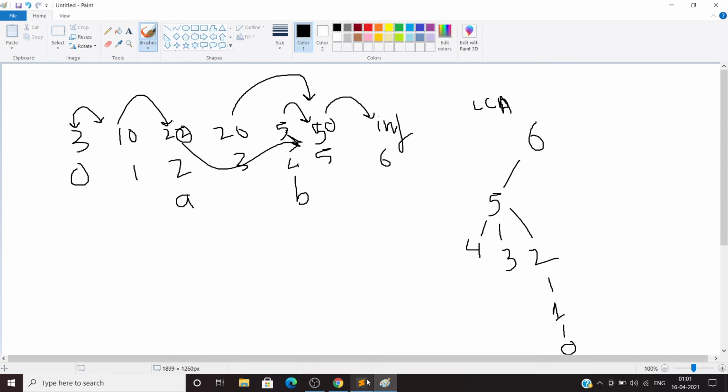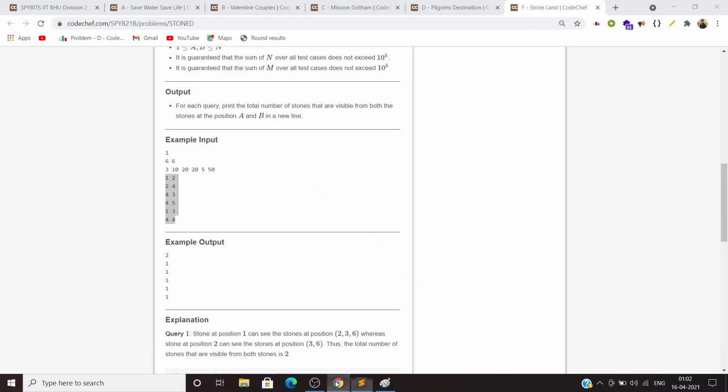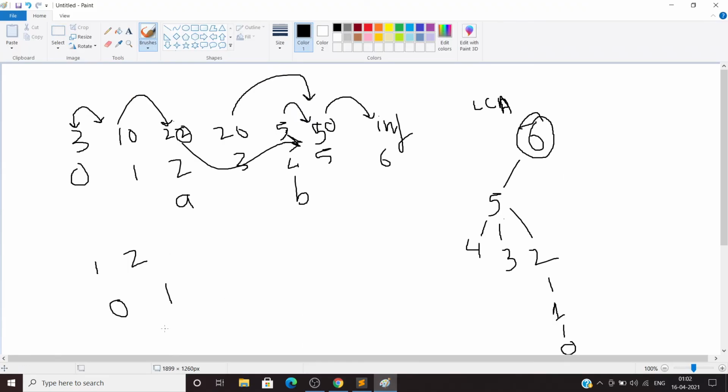And now for every A and B, we can just find the lowest common ancestor, and then we can find the distance of that lowest common ancestor from the root, that is 6. So suppose the first example, it is given 1 and 2, position 1 and 2. As I have taken 0 indexing, so it will be 0 and 1.